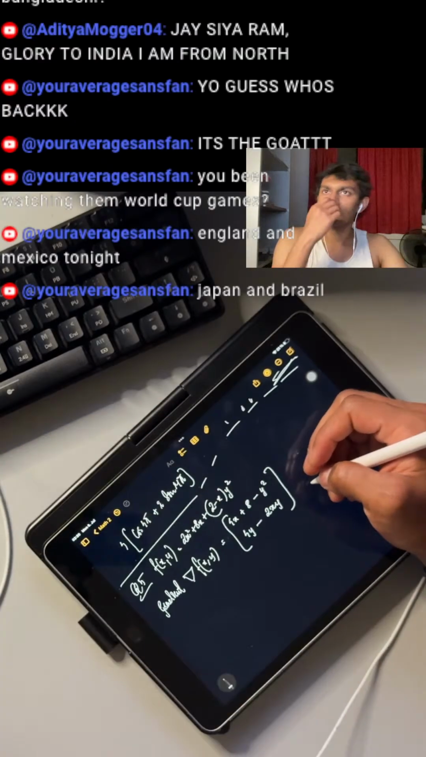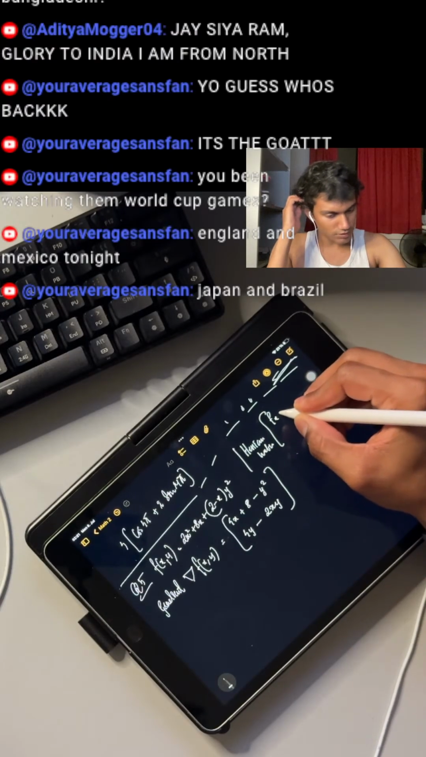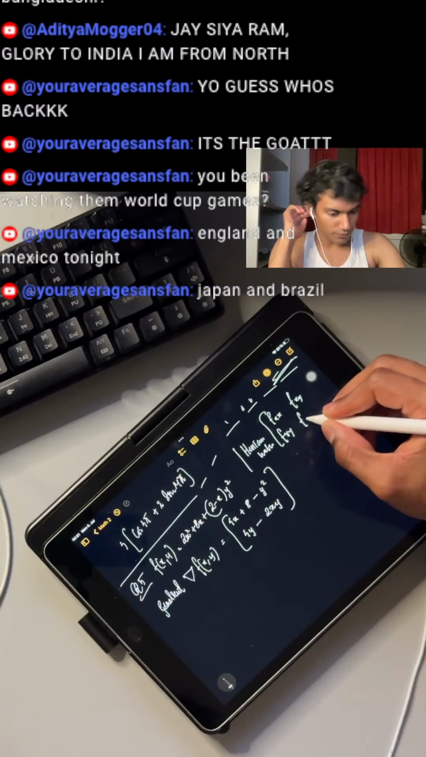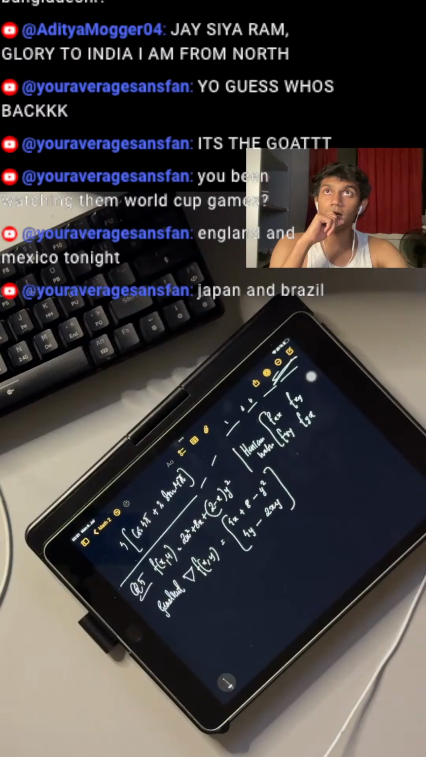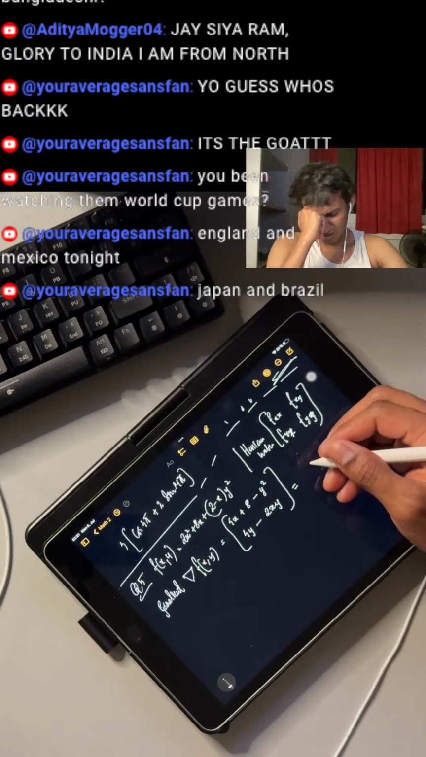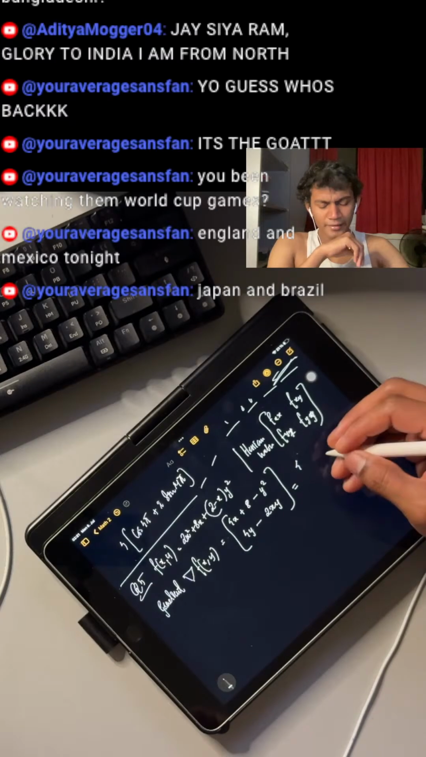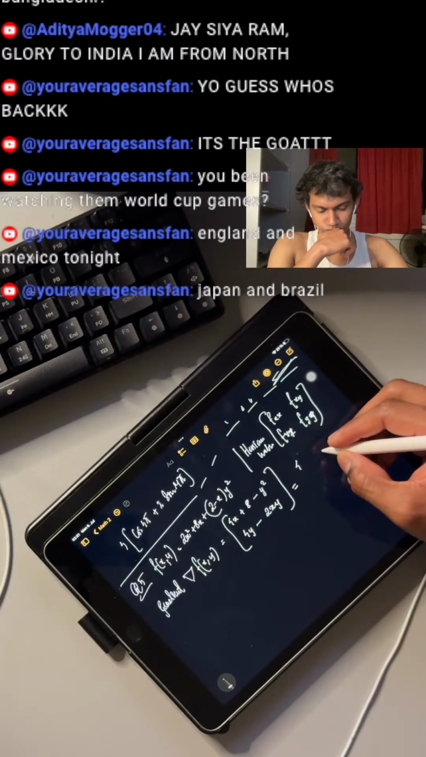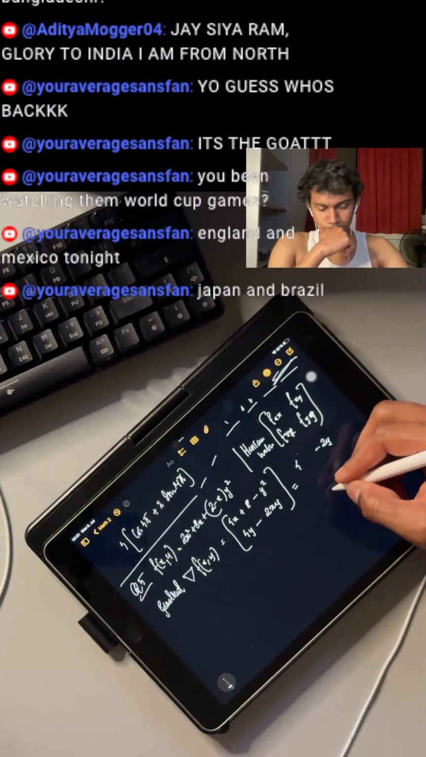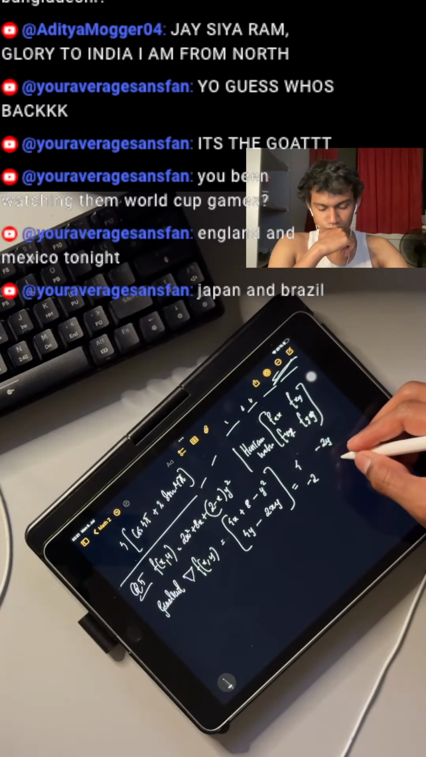That's the gradient. Now we need to find the Hessian matrix. F of xx, f of xy, f of yx, f of yy. Right? Okay. Did not know that. Minus 2y, minus 2, 4 minus 2x.